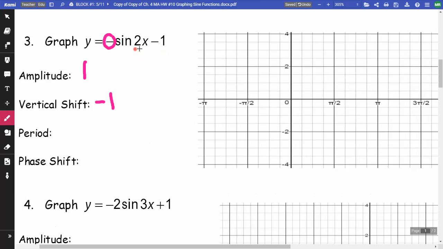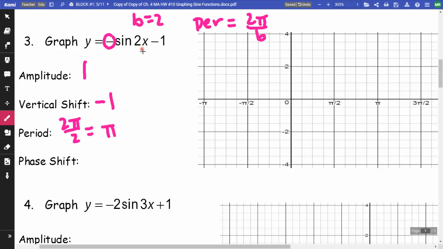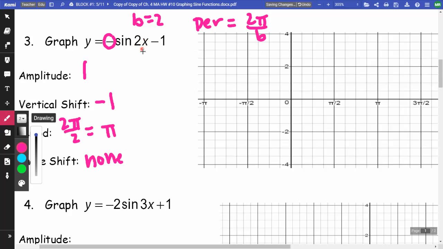Now, in this case, I have this 2 in front of my x. My b is 2, and our period is equal to 2 pi over b. So over here, I'm going to take 2 pi over 2, which is pi. And what that 2 means is within 2 pi distance, I'm going to have 2 complete cycles of my sine. So each of them has a period of pi. Phase shift, again, nothing happening here besides multiplying by the 2, so this is none.